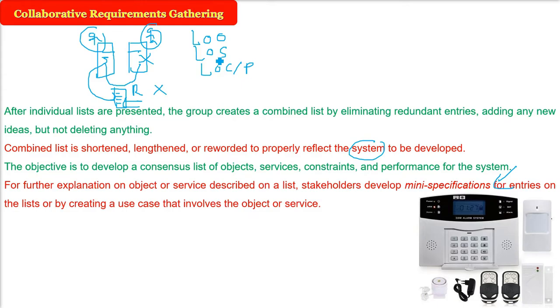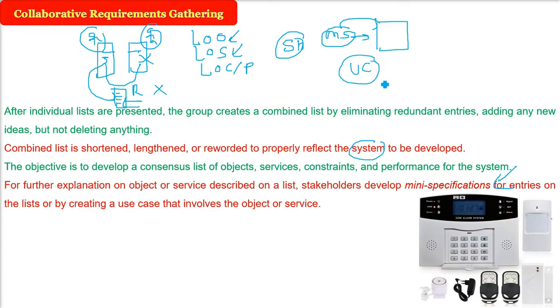But sometimes some of the objects, some of the services, some of the performance requirements may need more explanation. For that, the stakeholder will be asked to develop a mini specification for that entry which needs to be discussed more. For example, he can do it by making a use case of that object or service that needs more explanation. I'll show you the mini specification also. It can be a use case. It is more friendly because it is diagrammatic.